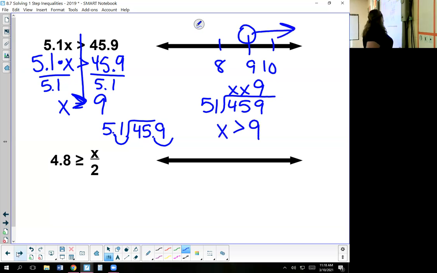So that one. This is division, so you should be getting the variable by itself. So the inverse of division is multiplication. Times 2, times 2.